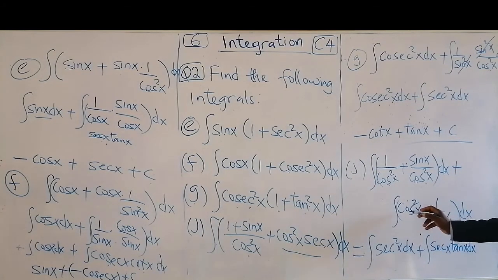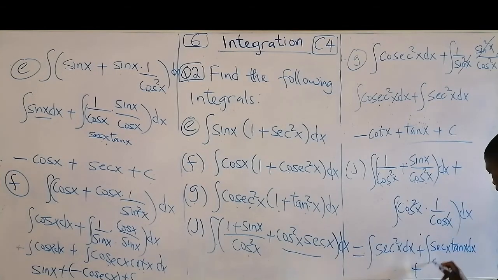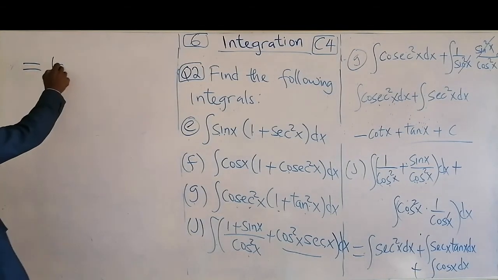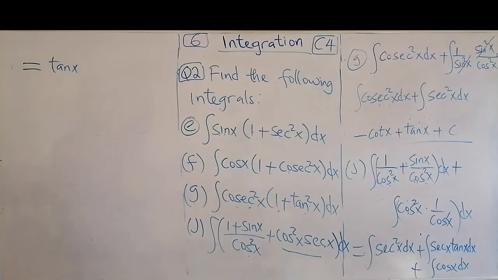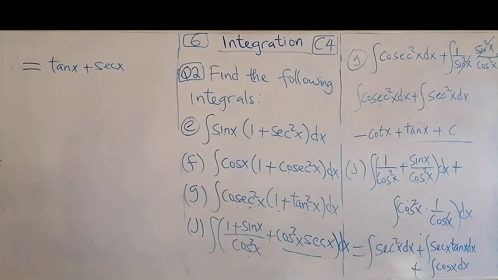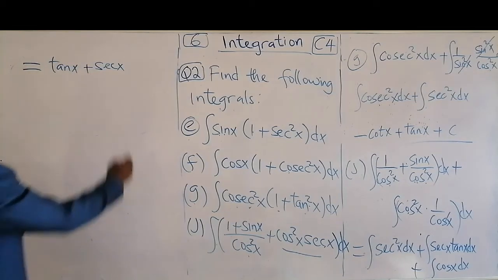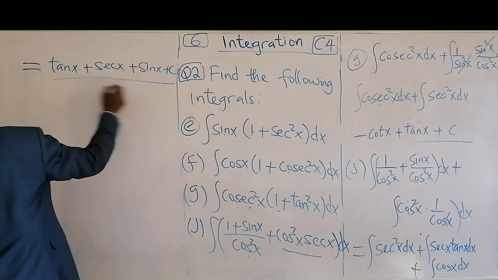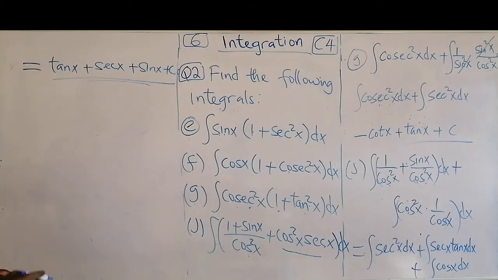Here, 1 will go here, 1 also will cancel here, so we just have plus cos x dx. So on the final note, integral of sec square x, that's tan x. Integral of sec x tan x, that's sec x. And then integral of cosine, that's plus sin x plus c. And that finishes the question.